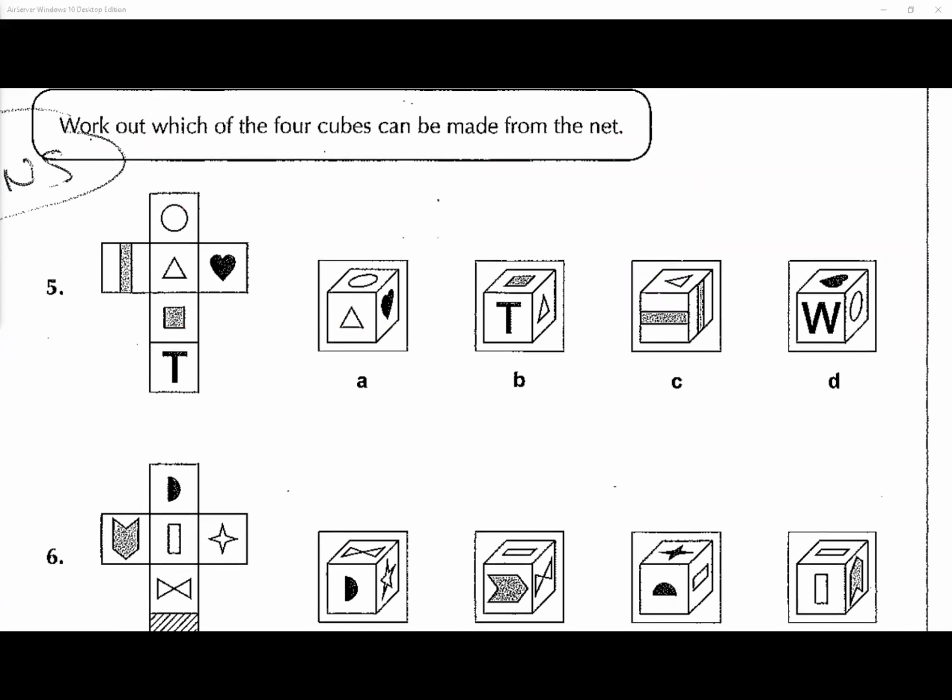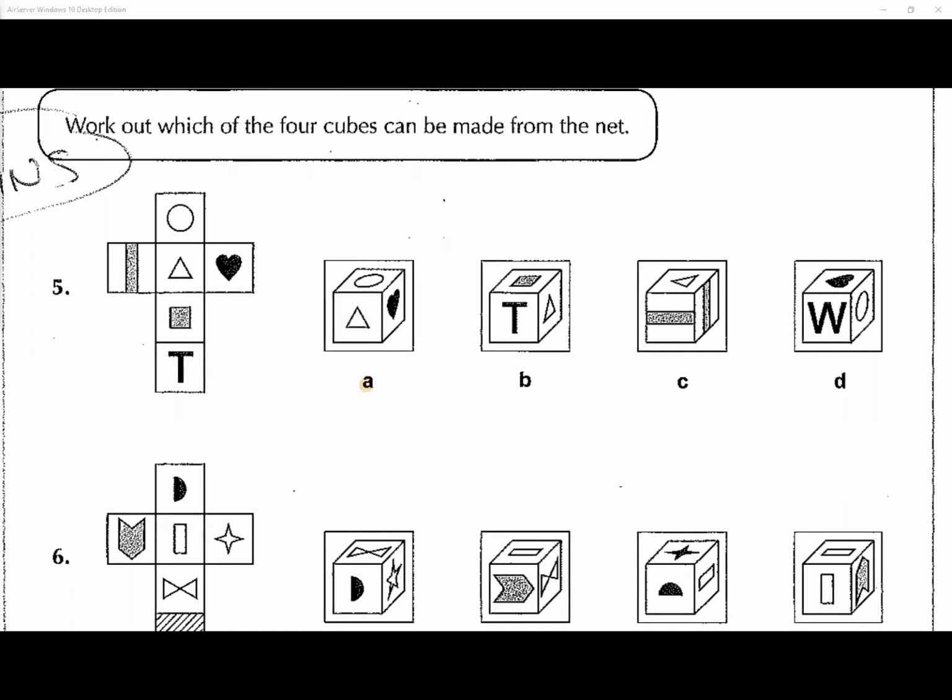Okay, now these are important questions. Work out which of the 4 cubes can be made from the net. So we've done this question before, and we use the term sock or a disconnected sock to show which shapes can be made. So question number 5. Now, if we look at question number 5, the answer for question number 5 is A. Let me explain to you why it's A.